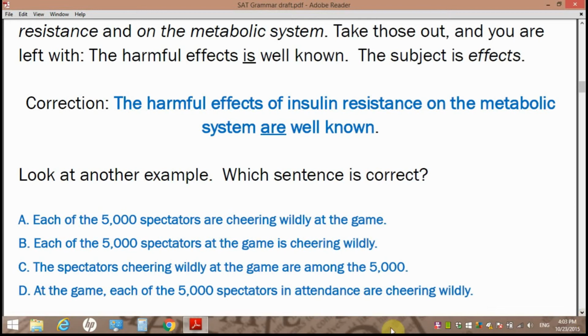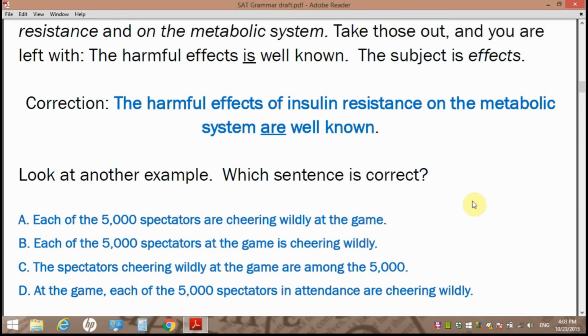If you look at example A, each are cheering wildly. And again, that sounds correct. However, each is a singular pronoun, so if we replace that with another singular pronoun like he are cheering wildly at the game. Not quite correct. Since each is singular, the correct form of the verb should be is.